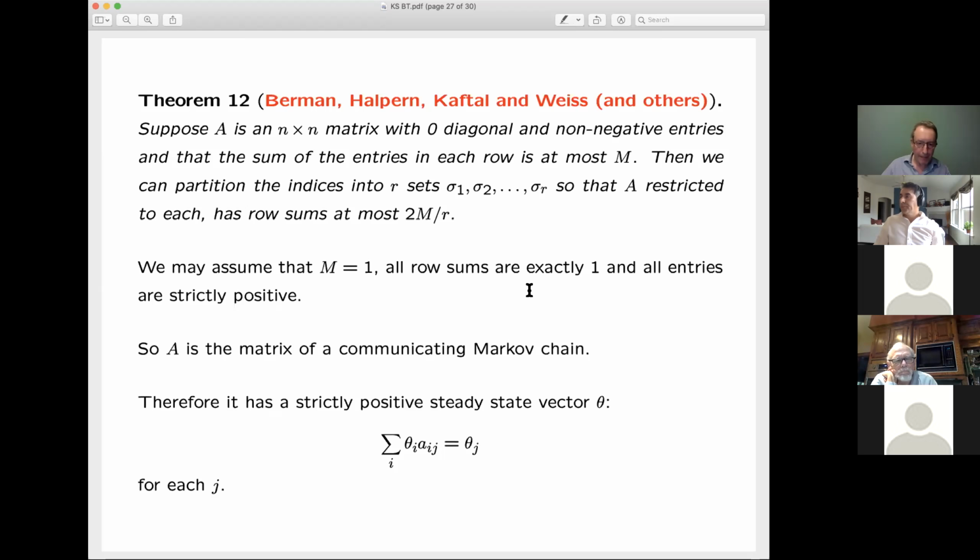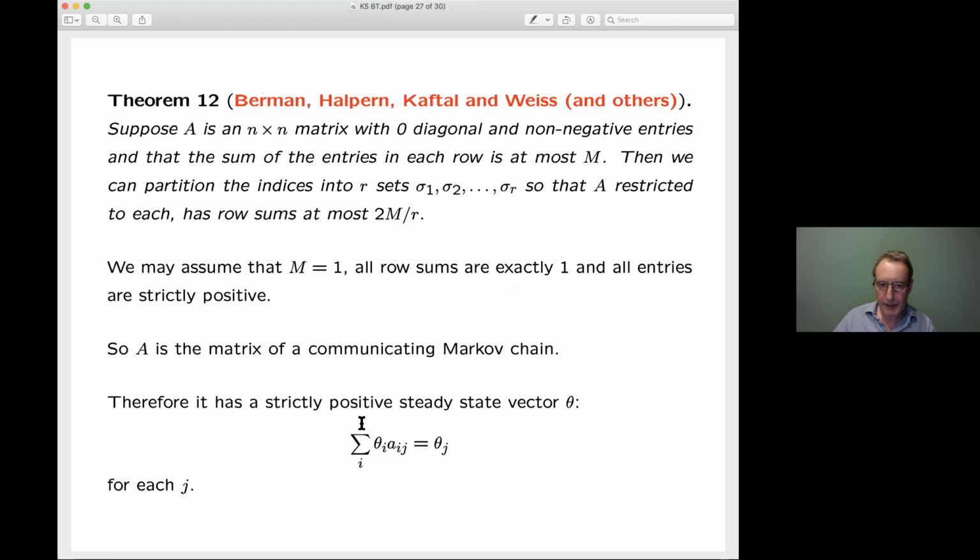Please continue. Okay, so what does that mean? It means that A is the matrix of a communicating Markov chain. There's a Markov chain which doesn't split up into separate bits, so any state can communicate with any other state by running the Markov chain. So that means that you have a steady state vector which is strictly positive. Let's call it theta. The constant vector is an eigenvector with eigenvalue 1 on the right-hand side. The corresponding eigenvector on the left with eigenvalue 1 is strictly positive, because this is a communicating Markov chain.